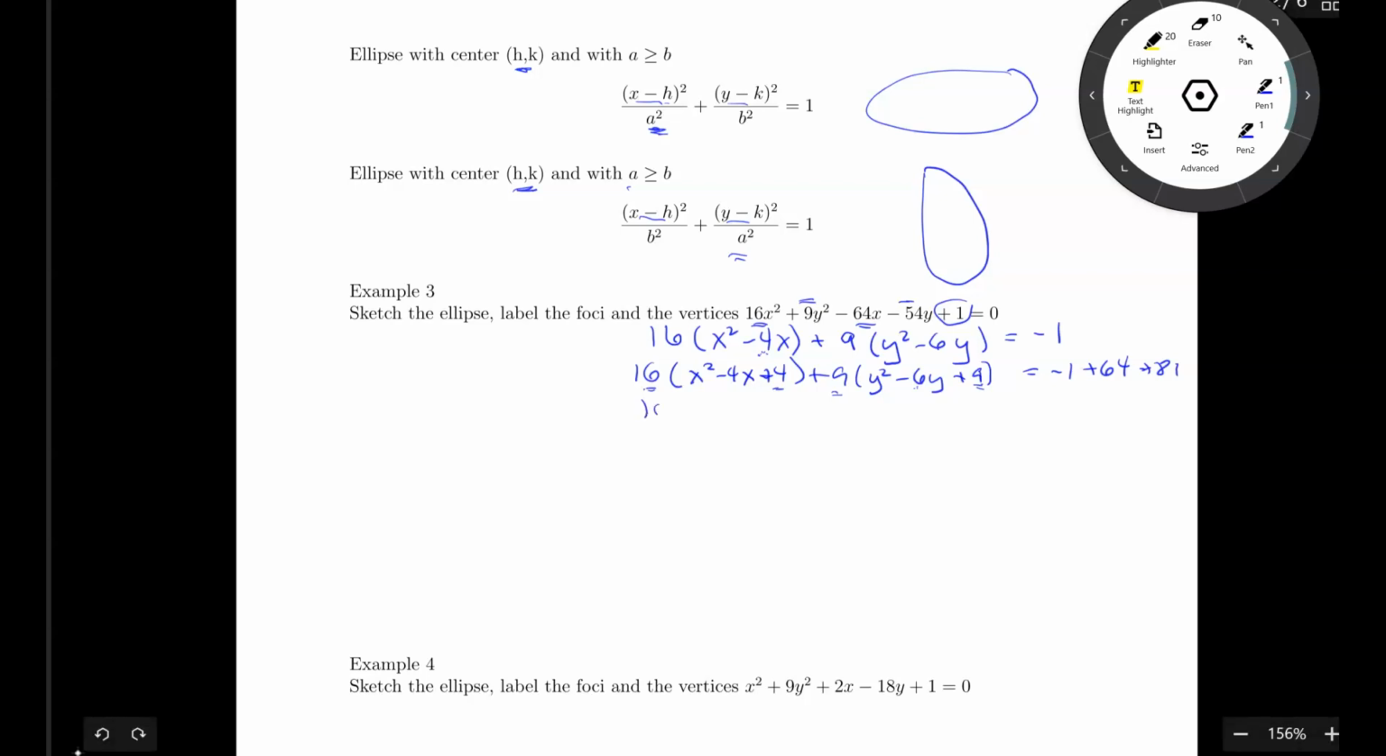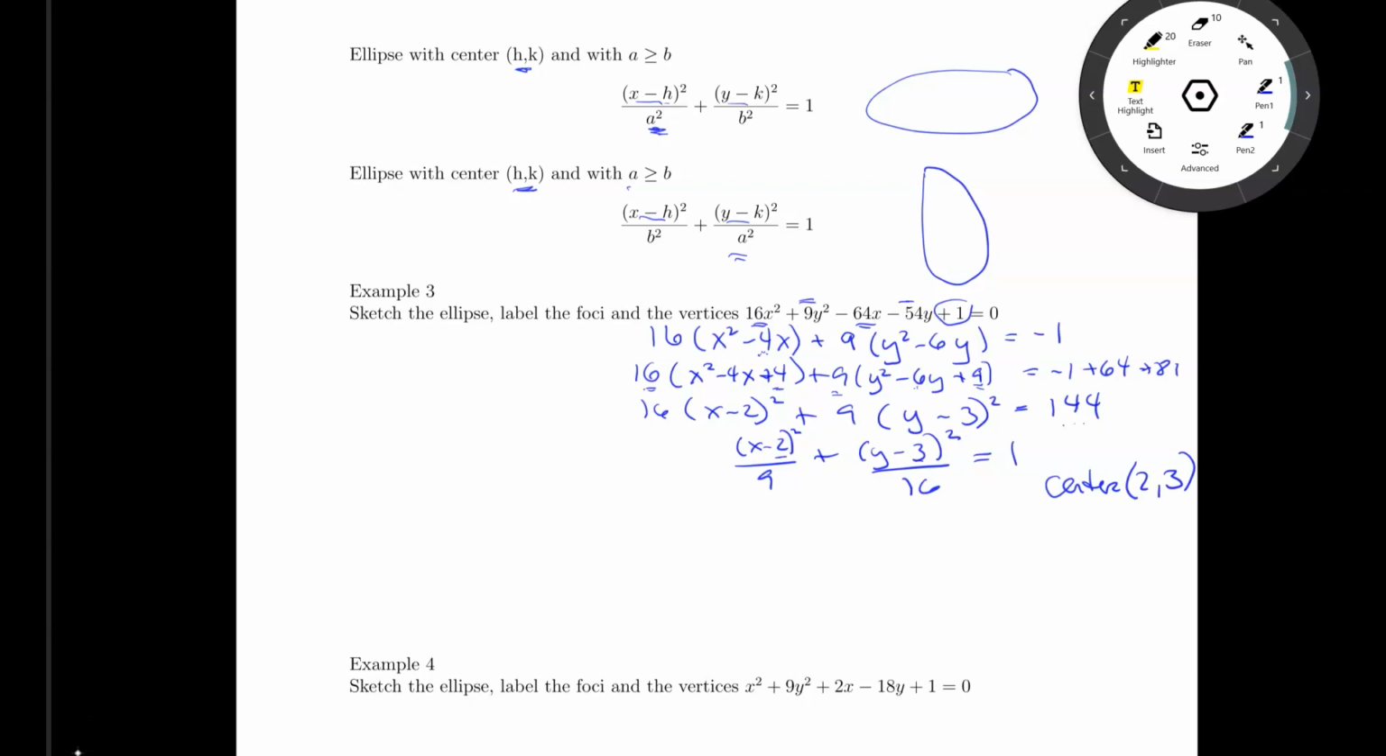Okay, so let's complete the square over here. I have 16 times (x minus 2) quantity squared plus 9 times (y minus 3) quantity squared, and this equals 144. We have to get a 1 on this side, so let's divide through by 144. That gives me a 9 and a 16, and there's the 1. Now I can see where the center is: the center is going to be (2, 3), the x value of 2 and the y value of 3.